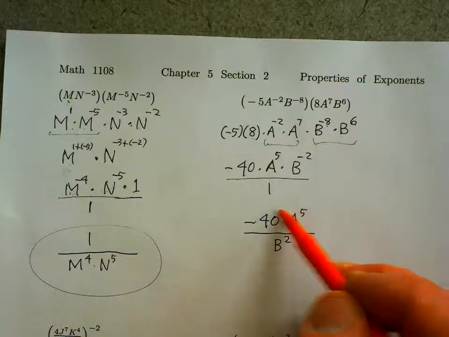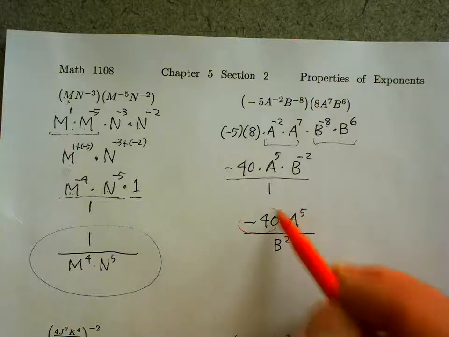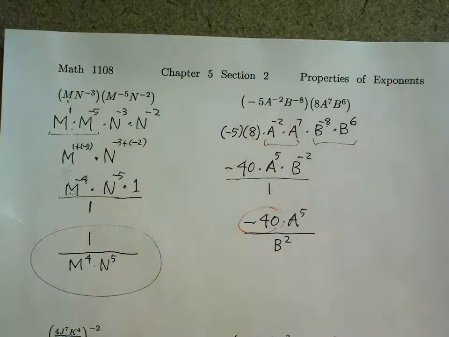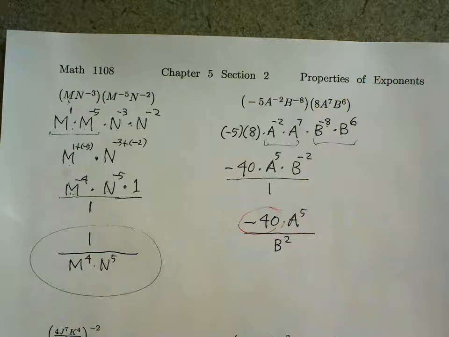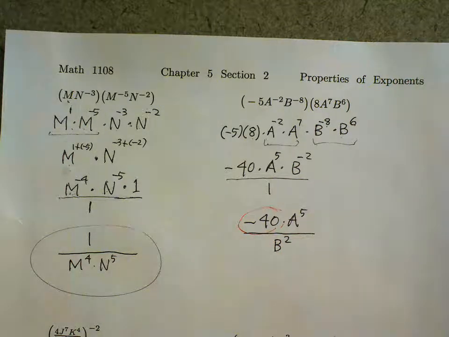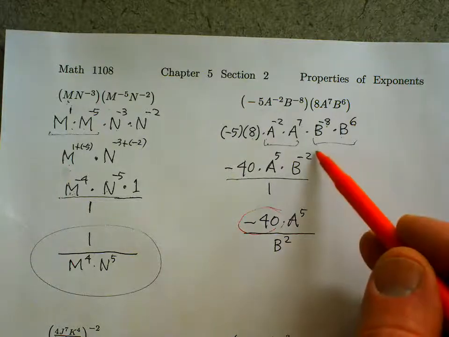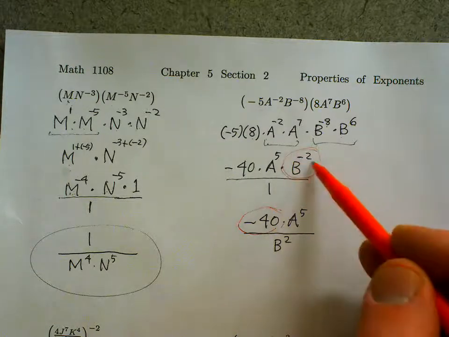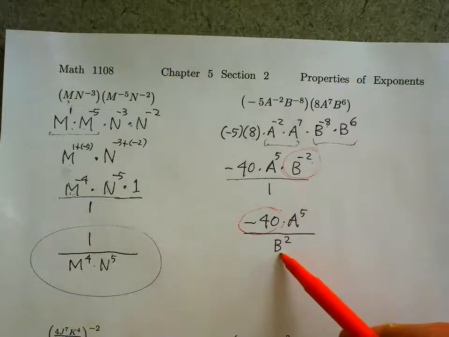Okay, this factor, negative 40, remember that's not a negative exponent. That's a negative number, but it's a negative factor, but it's not an exponent. So it stays in the numerator. In the previous step, we had b to the negative 2, so that's equivalent to b to the positive 2 in the denominator.